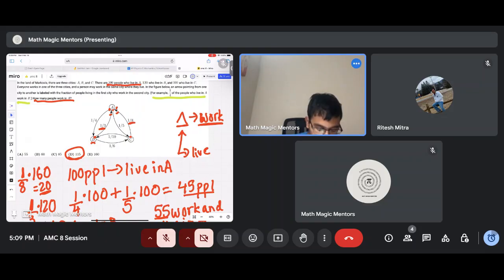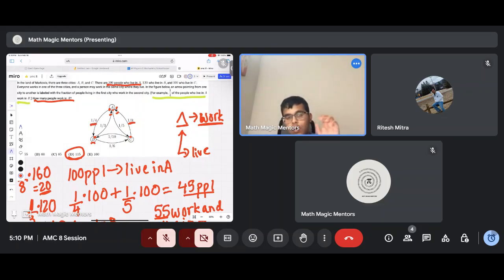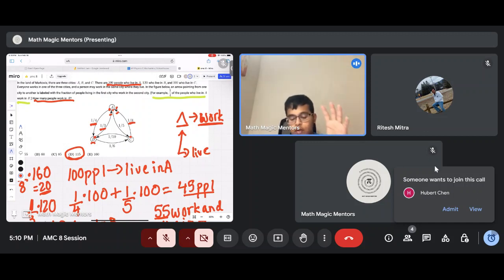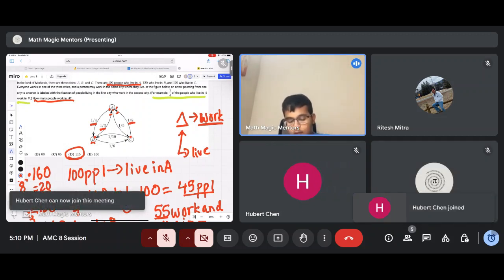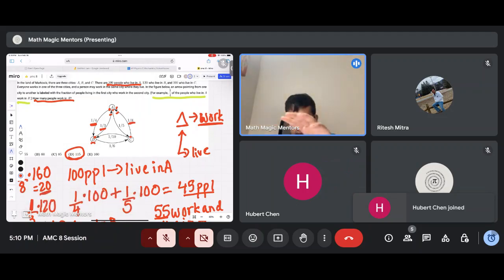By the way, I should have gone over this, but let's go over it now. So, what do these fractions depict? These fractions actually depict the populations of A that go to work in different places, and this fraction depicts the populations from B that go to work at different places. So this fraction shows me that one-fourth of the people from A go to work in B. This fraction shows me one-fifth of the people from A go to work at C.